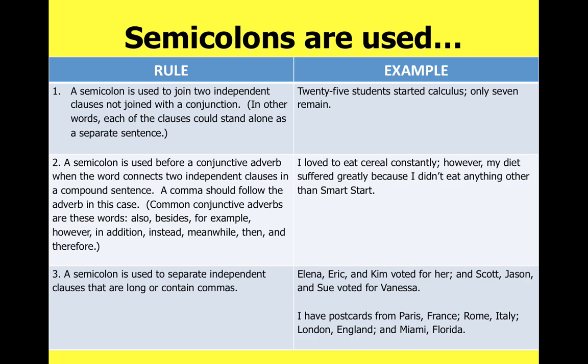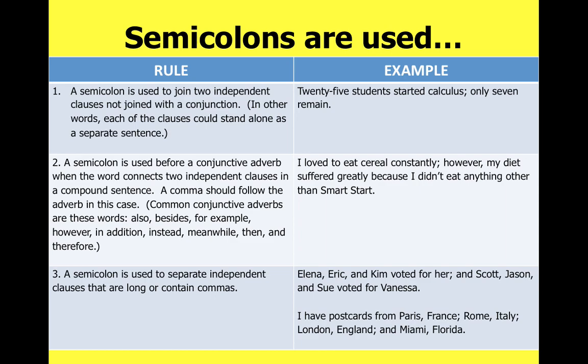In rule number 2, a semicolon is used before a conjunctive adverb when the word connects two independent clauses in a compound sentence. A comma should follow the adverb in this case. Common conjunctive adverbs could be things like also, besides, for example, however, in addition, instead, meanwhile, then, and therefore. So our example over here on the right: I loved to eat cereal constantly; however, my diet suffered greatly because I didn't eat anything other than Smart Start.